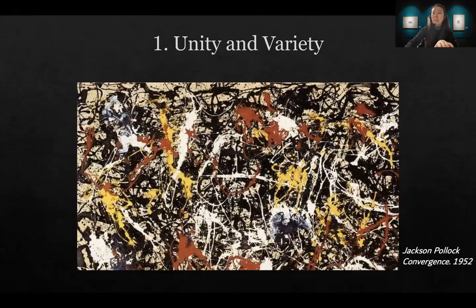So look at this painting by Jackson Pollock. Jackson Pollock was an American painter and a major figure in the abstract expressionist movement. He was widely noticed for his technique of pouring or splashing liquid household paint onto a horizontal surface, and the technique is called action painting. When you see this work of art, everyone, can you find the unity and variety in this painting? Which part is unity and which part is variety?